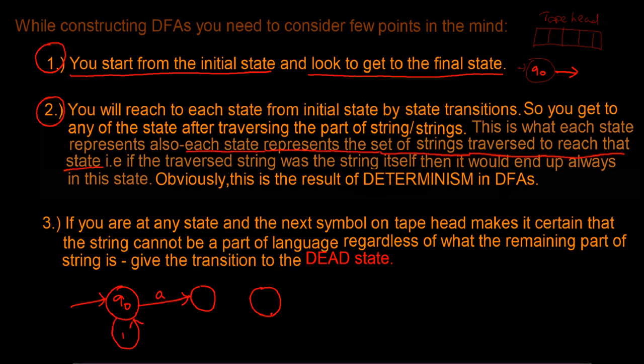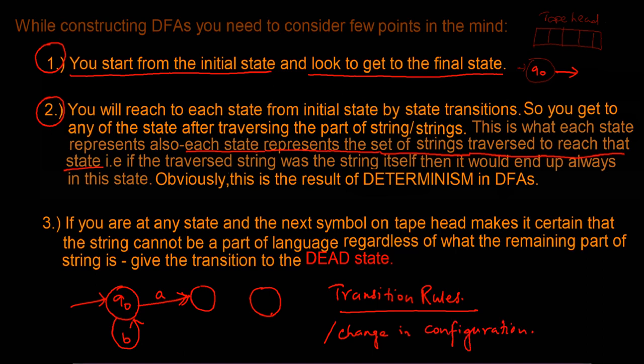Based on what symbol you see, you follow this transition. So this is what is called transition rules, or change in configuration also. In DFAs, at any point of time you are at one of the states Q and you see some symbol, meaning your tape head points to some symbol in the input. So this constitutes a configuration.